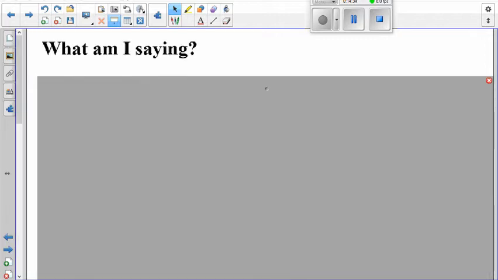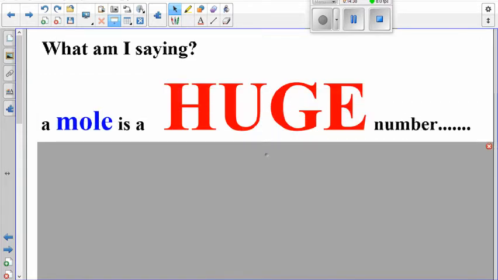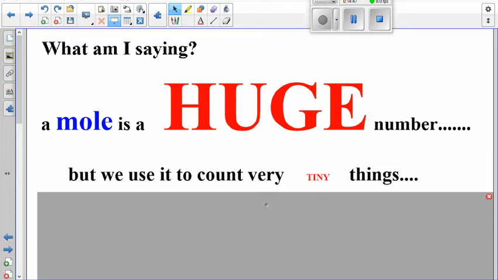What am I saying? This is where your pencils come out for your notes. I'm saying a mole is a huge number. It is gargantuan, monstrous, humongous. Why is it a big number? Because we're using it to count very tiny things. You use a larger counting number when you're counting smaller things.